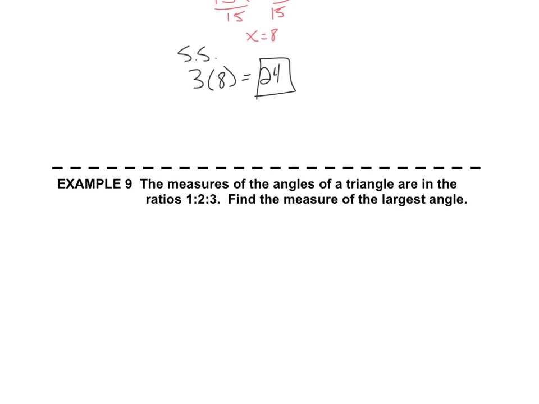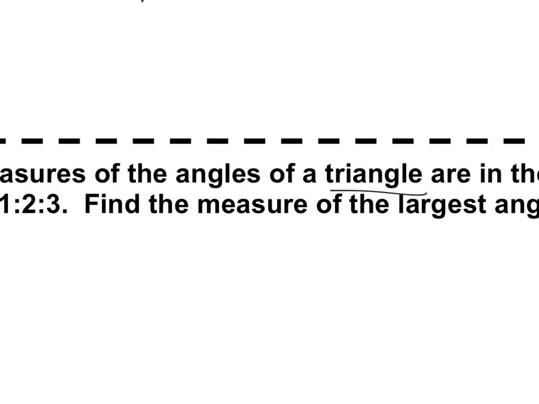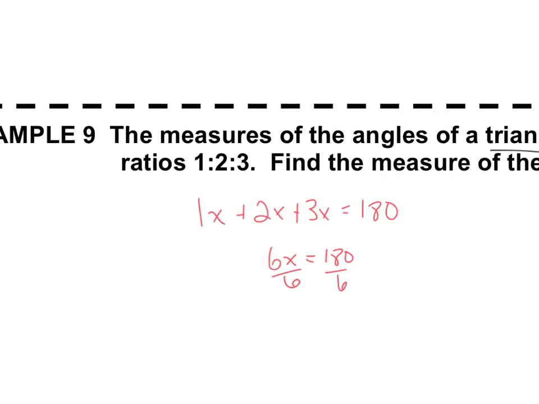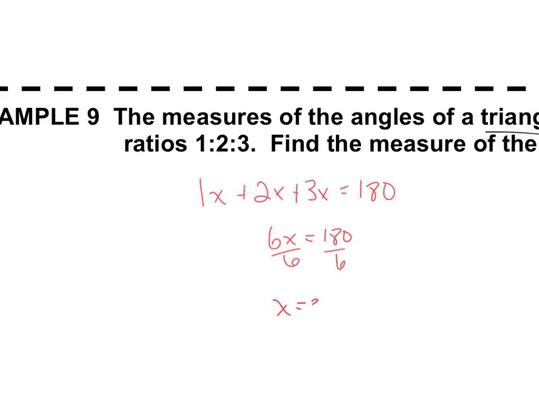The next question is very similar. It says the measures of the angles of a triangle are in the ratio of 1, 2, 3. Find the measure of the largest angle. Well, guys, this is a triangle. There's 180 degrees in a triangle, so I work it the same way. I still take my ratios, but I take my simplified ratio, and I throw an x on the back of it and add them together. This time, instead, though, I set them equal to 180. So that's 6x equals 180. If I divide both sides by 6, I get my x value of 30.